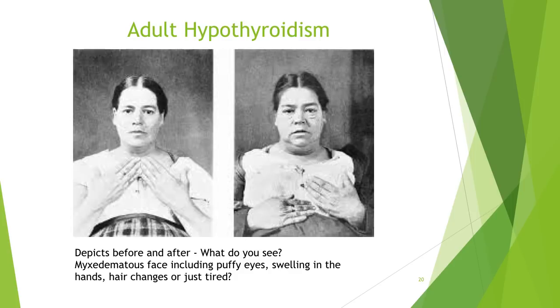In adult hypothyroidism, you could see more changes as the thyroid becomes more dysfunctional. So in this picture here, off to the left, the woman has more of a normal appearance. And comparing that same woman on the right side, she has an increase in body habitus. She has swelling to the face. She looks more tired. Her hair and nails are probably more brittle, and you can see manifestations of the myxedema to the face.